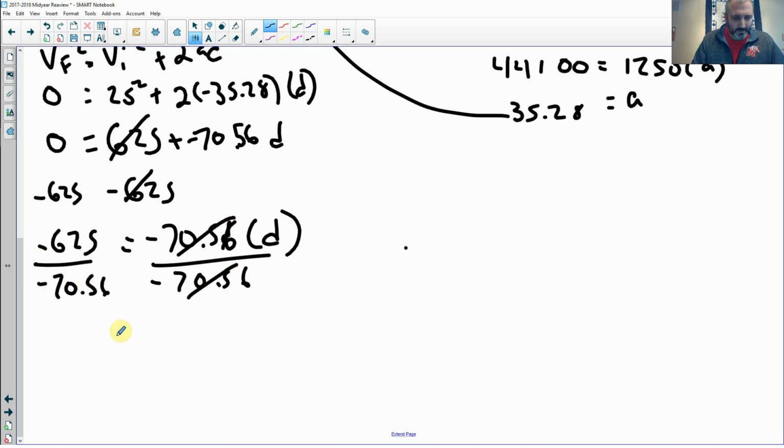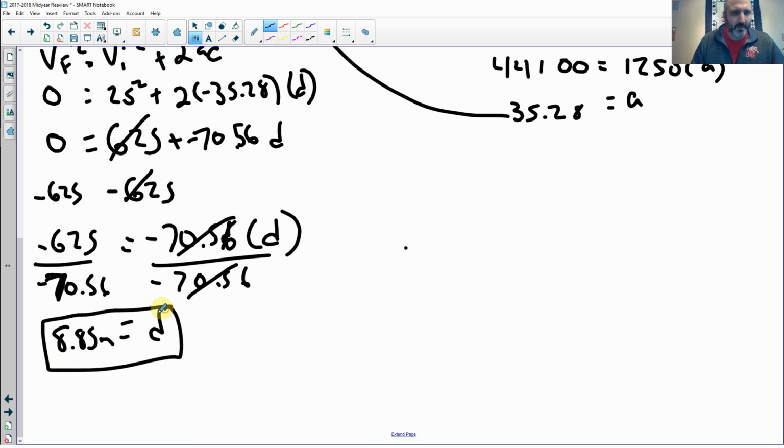Let's divide both sides by negative 70.56. Boom, boom. 625 negative divided by 70.56. That is a 70, not a 2. Negative 625 over negative 70.56 equals a displacement of 8.85 meters. That means I stop in 8.85 meters, and Bambi is still another 50 meters away to start. 8.85, Bambi's still like 41 meters away. This is good tires. That's what that really means.